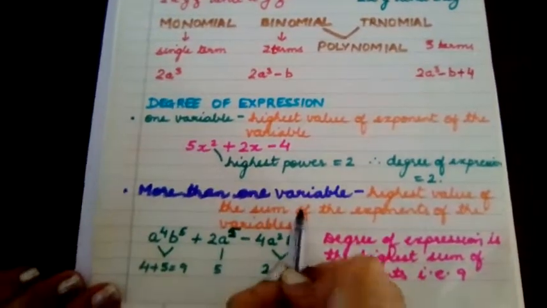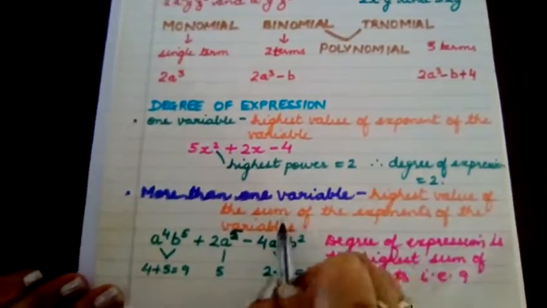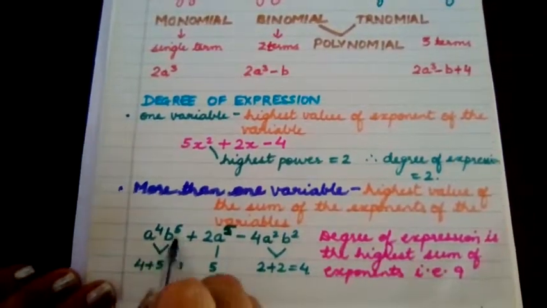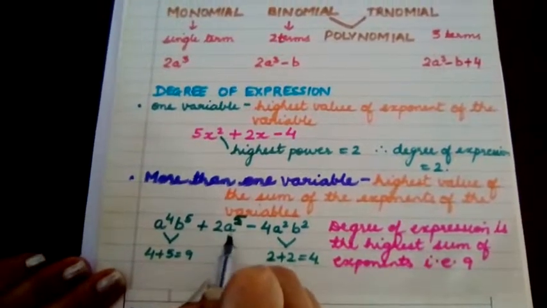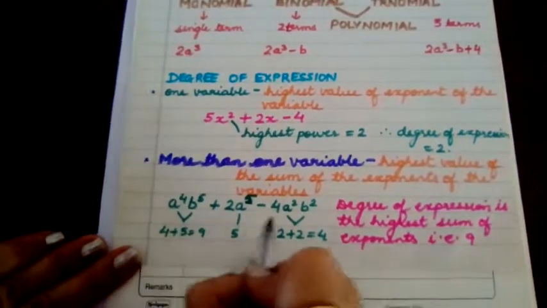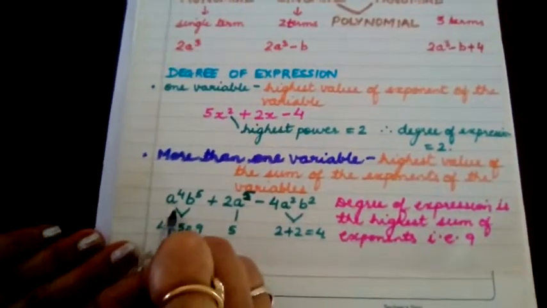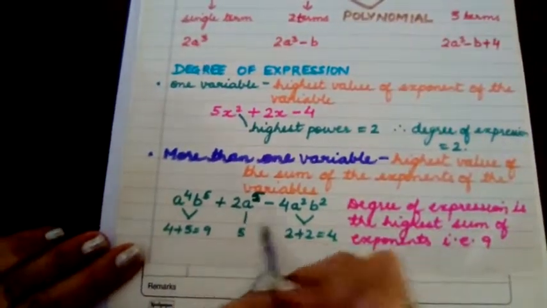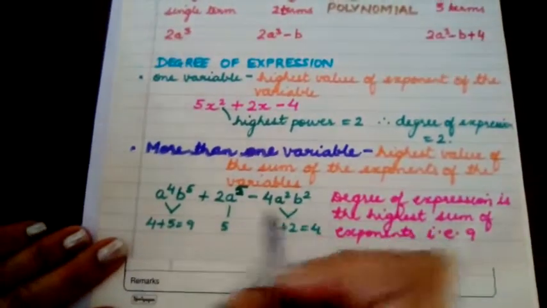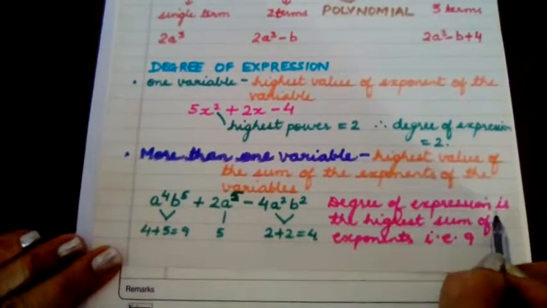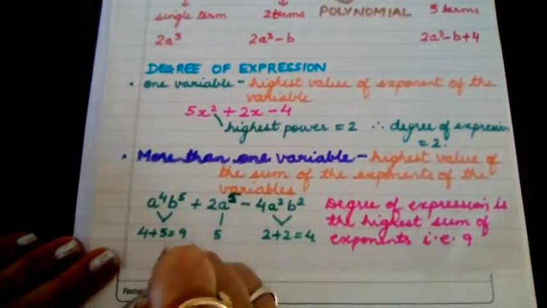With more than one variable, the highest value of the sum of the exponents of the variables is taken. For example, a to the 4 b to the 5 plus 2a to the power 5 minus 4a square b square. Here we check the powers, so we add up the powers. 4 plus 5 is 9, 5 here, and 2 plus 2 is 4 here. So 9 is the highest power. So the degree of the expression is the highest sum of the exponents, that is 9 here.